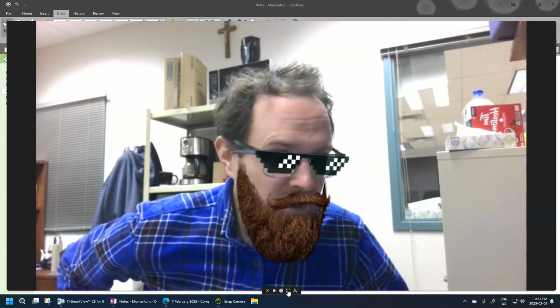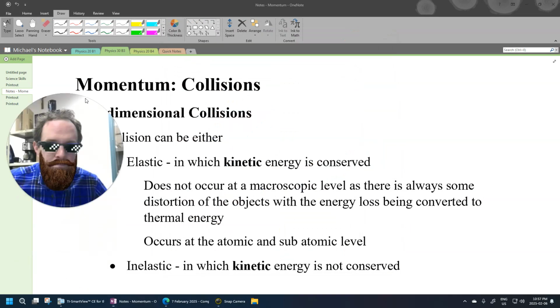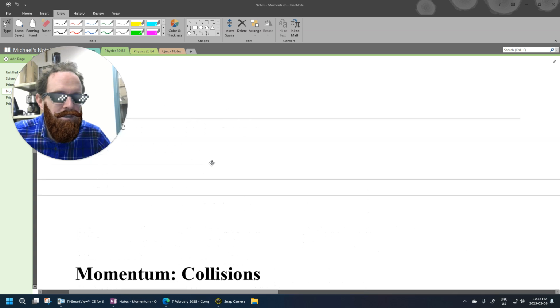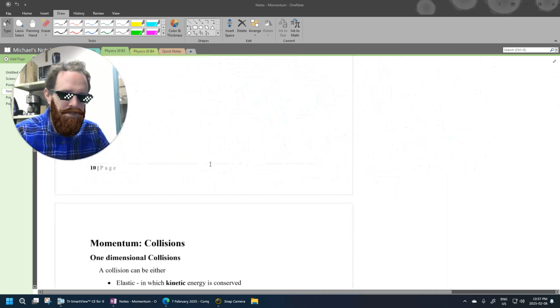So let's go to our notes here. Well, let's get rid of this. We don't want to see the Snapchat filters I use. And let's look at this page here.